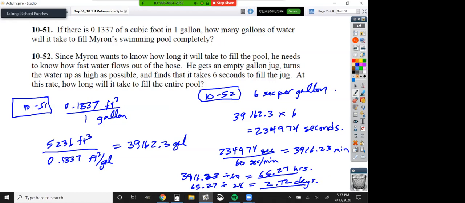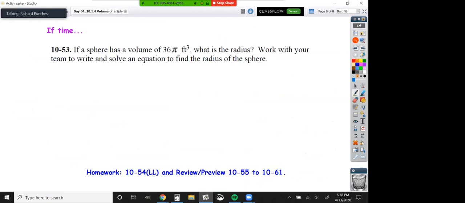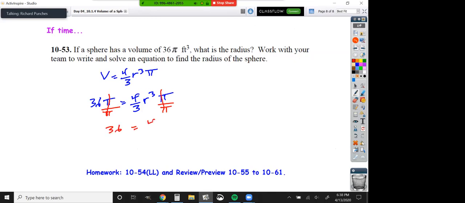And then the last problem I'm going to throw at you here, 1053: if a sphere has a volume of 36 pi cubic feet, what was its radius? So we could start backwards. We know the volume formula for a sphere was 4/3 r cubed pi. If I know this is the volume, what's the radius? So 36 pi equals 4/3 r cubed pi. First thing I'm going to do is divide both sides by pi. Let's get rid of that pi. So now I have 36 equals 4/3 r cubed.